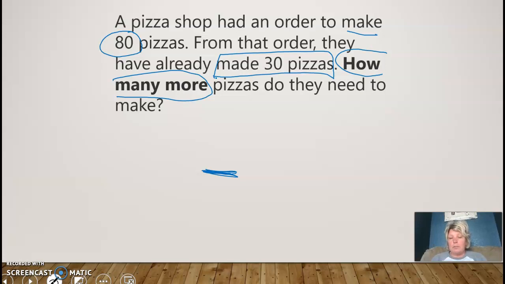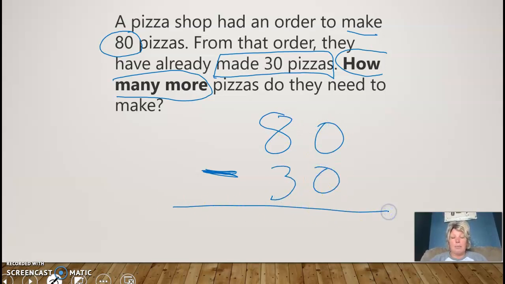If you're going to use subtraction as a strategy, you wrote 80 minus 30. I'm ready to subtract. I can do some mental math. I know that 8 minus 3 is 5, and I bring down the 0. 50. How many more pizzas do they need to make? 50. I could also use my counting up strategy.